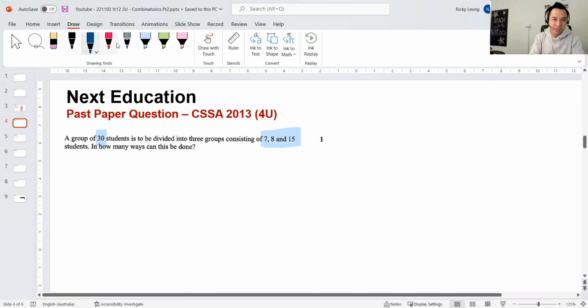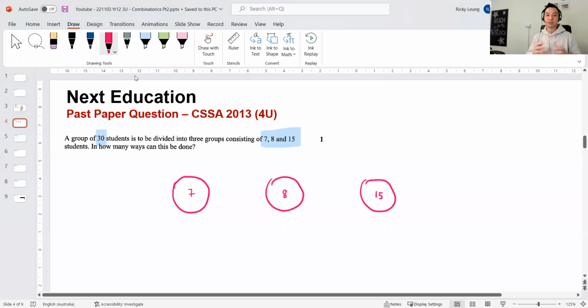So I think a lot of people get confused because they're trying to think, okay, I've got 3 groups, right? I need 7 people in here, then 8, then 15. How do I do it? You know, and then let's get all jumbled. It's really straightforward if you think about it like this.